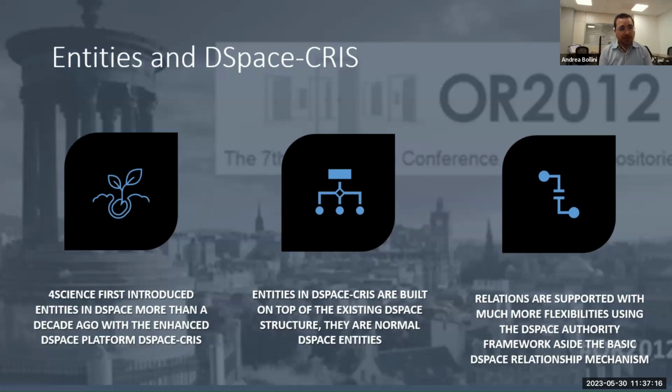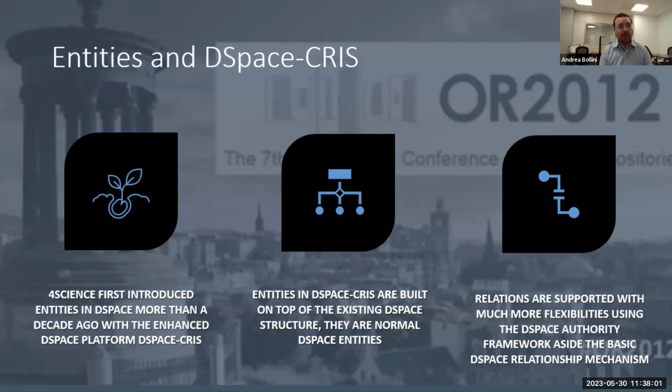And with DSpace 7, the entity concept implemented in DSpace 7 has been aligned with the approach also used in DSpace-CRIS. So DSpace-CRIS and DSpace share exactly the same concept about entities. In both cases, we are just talking about a DSpace item that has a specific metadata used to type this item, to bind this item to a specific entity. So we label some items as publication, others as project, and so on.